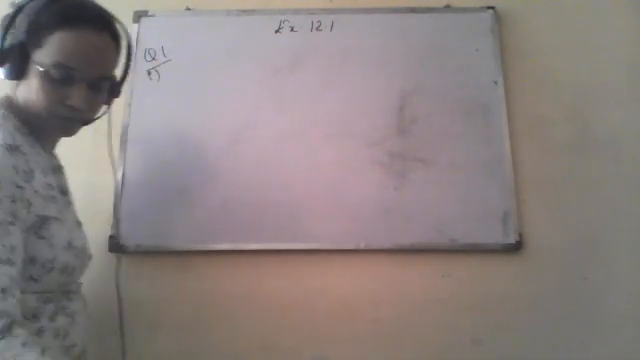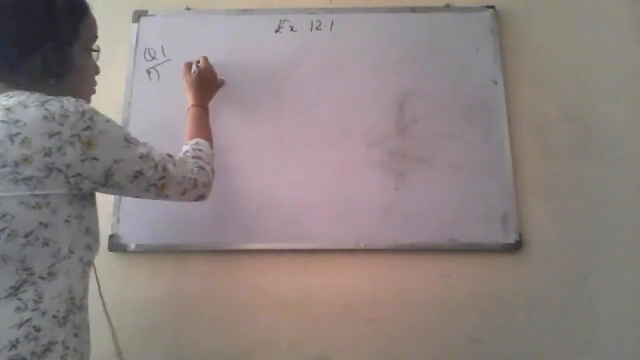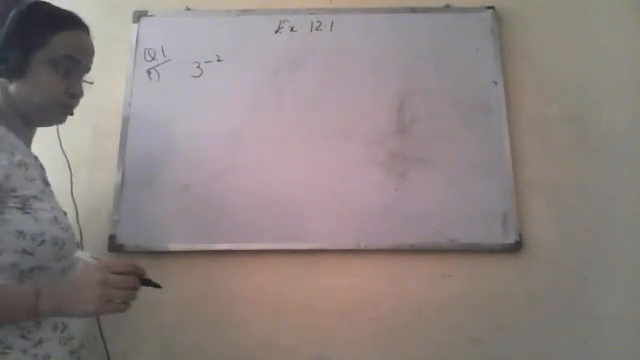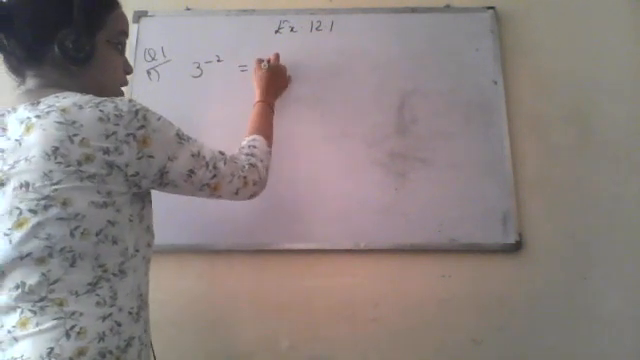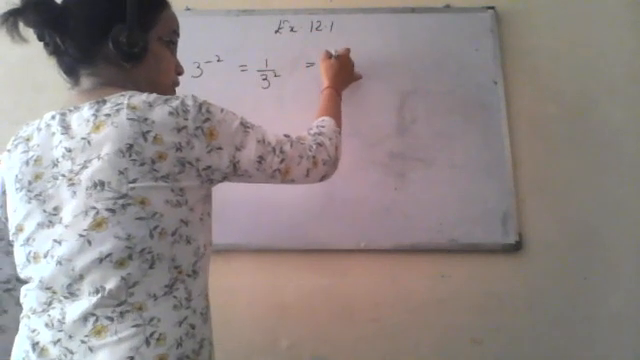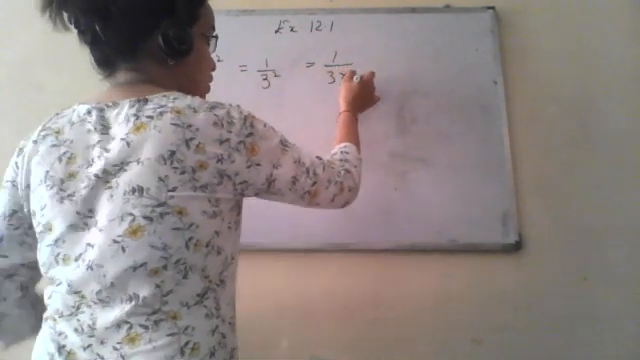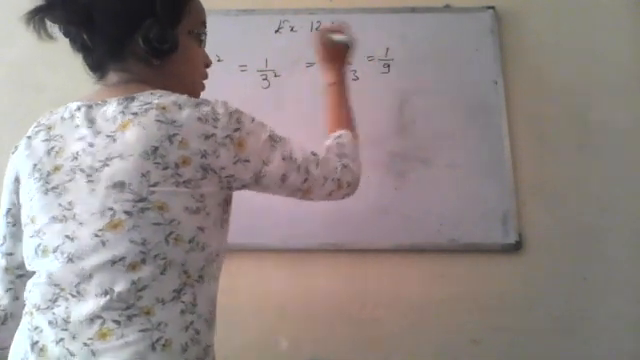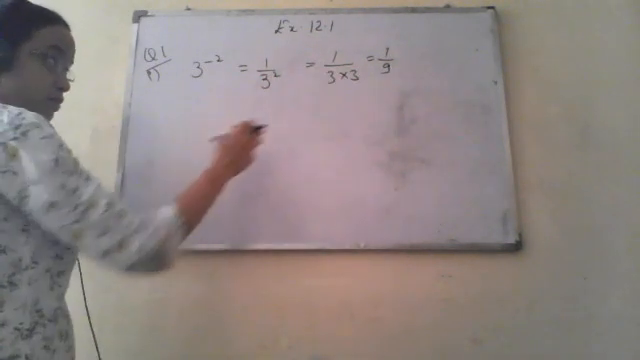First part. We have to evaluate, or find the value of, 3 raised to the power minus 2. Now it can be written as 1 upon 3 to the power plus 2. Further it can be written as 1 upon 3 into 3, that is 1 upon 9. So this is the value.